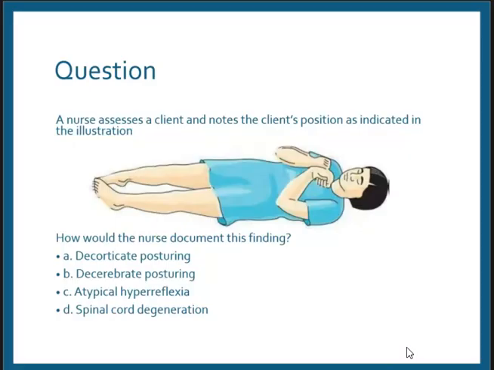A nurse assesses a client who is in the position indicated in this picture. How would the nurse document this finding? So you see the arms are shaped like a C. It's going into the core. So it is decorticate posturing.